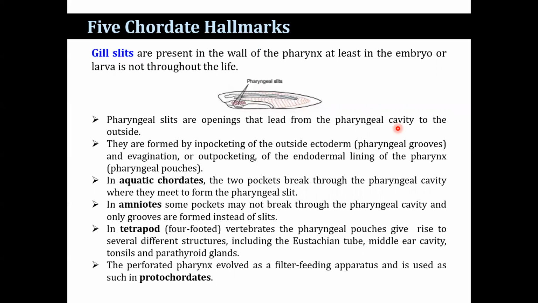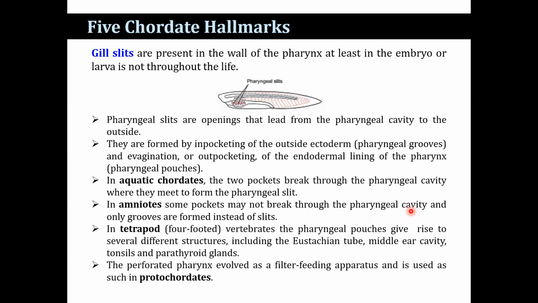Now the gill slits. The gill slits are openings that lead from the pharyngeal cavity to the outside, and they are formed by inpocketing of the outside ectoderm and evagination, or outpocketing, of the endodermal lining of the pharyngeal pouches. In aquatic chordates, the pockets break through the pharyngeal cavity where they meet to form the pharyngeal slits, whereas in amniotes, some pockets may not break through the pharyngeal cavity and only grooves are formed instead of slits.